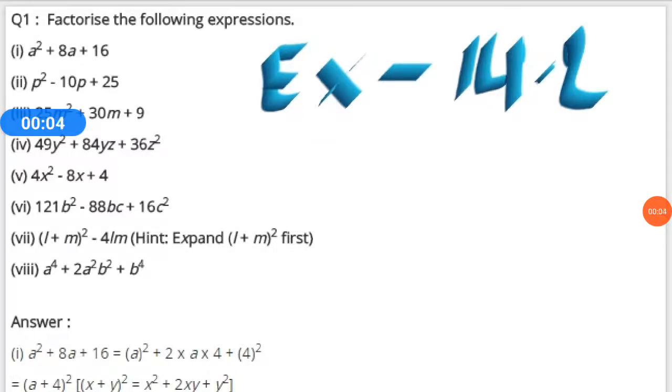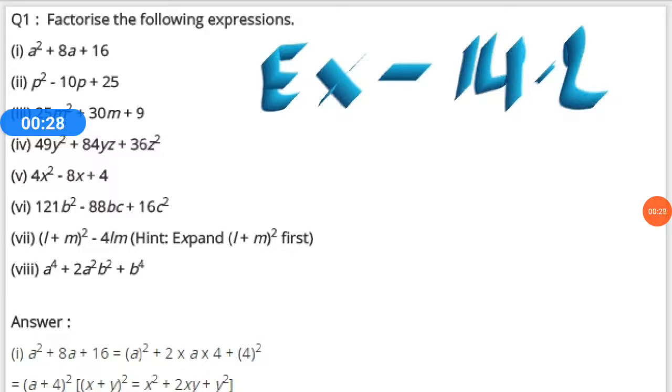Here we are going to see exercise 14.2 from chapter number 14, factorization. As you know, in the previous video we had already completed exercise 14.1, chapter number 14, factorization, from the class 8th NCERT Maths book. So dear student, here we are going to have exercise 14.2, first question.